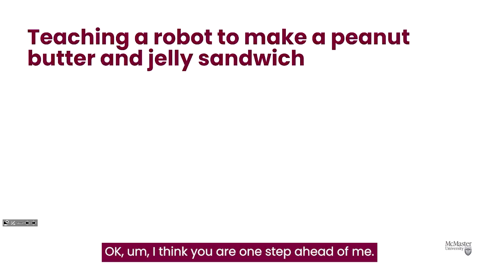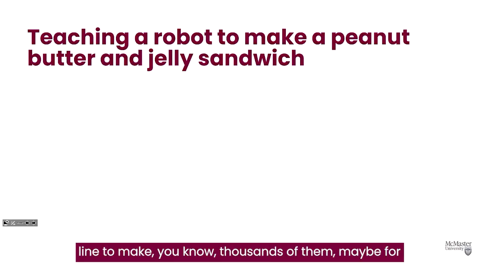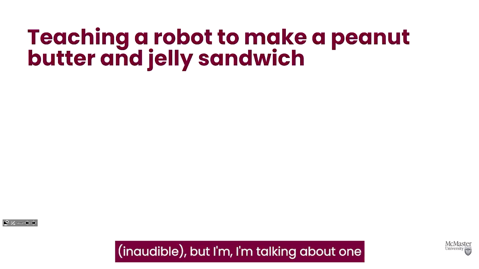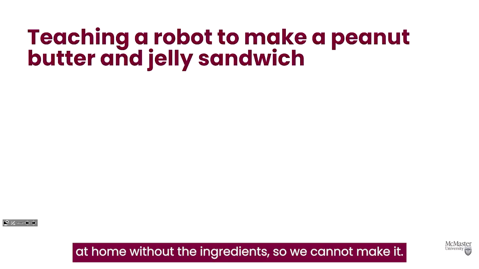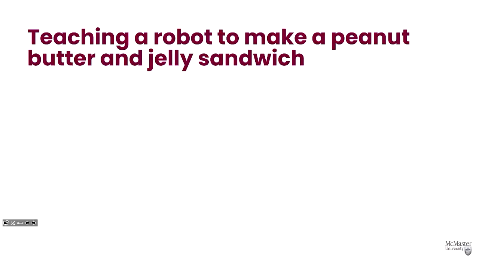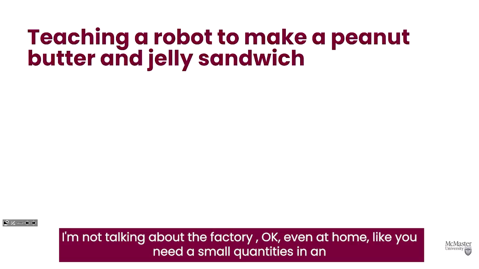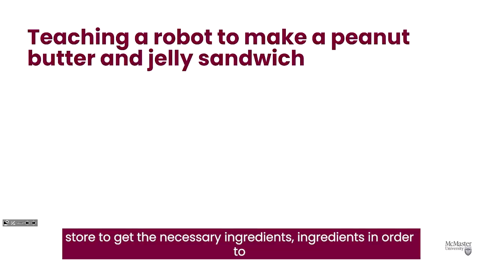I think you are one step ahead of me. You're thinking of making peanut butter sandwiches maybe on an assembly line, to make thousands of them. But I'm talking about one sandwich at home, where without the ingredients, we cannot make it. So making those ingredients, the supply chain, I'm not talking about the factory. Even at home, you need small quantities in an accessible way. Okay, I think that's very important. You need to source the ingredients first. Maybe you need to go to the grocery store to get the necessary ingredients in order to make the sandwich.